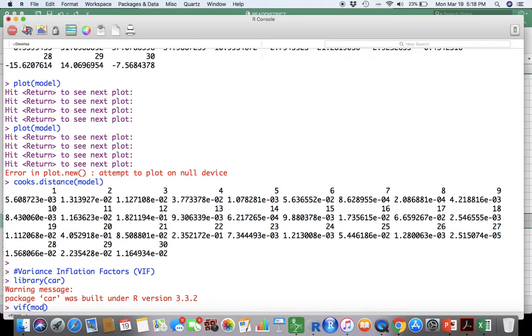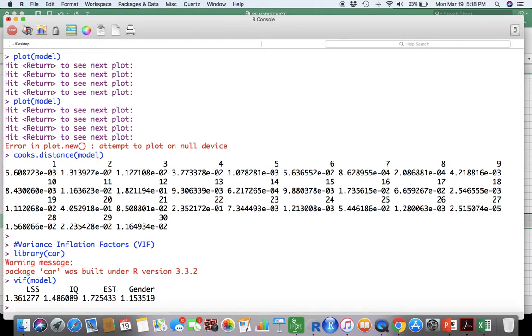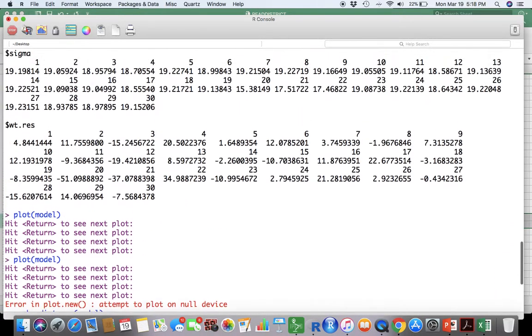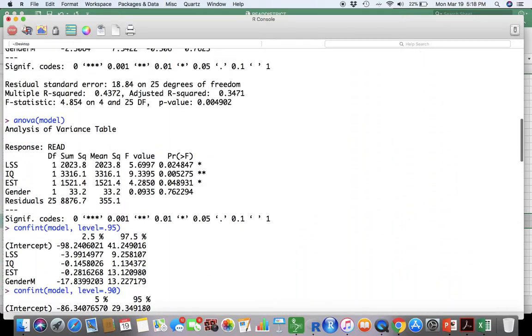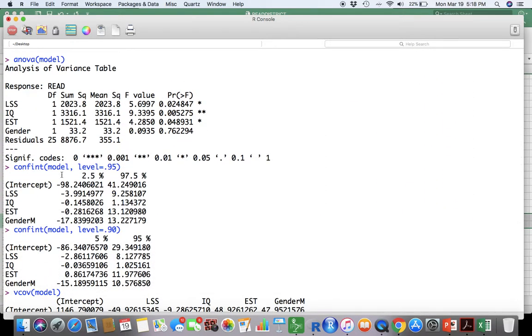And I want the VIF of my model, and you can see that my VIFs are all in the 1.0 to 2.0 range. So I'm not concerned with any multicollinearity or high correlation between my predictor variables. So now the next thing I may want to do is compare models. And let's say, for example, I wonder from this model up here, I wonder if getting rid of gender.